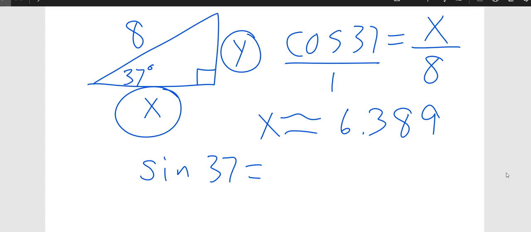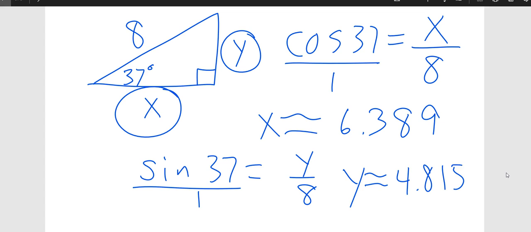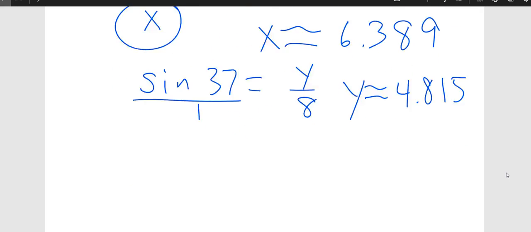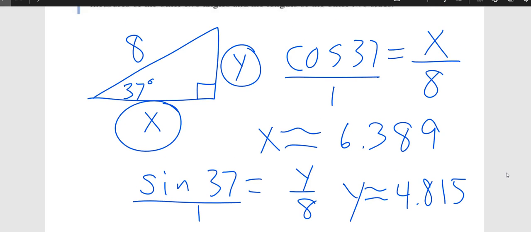So I would suggest you go back to your trig functions and pick another one, like sine 37 equals y over 8. Of course, you're cross-multiplying, same thing. 8 sine 37. And what do we get for y? 4.815. That's true. Make sure you're able to use your calculator to cross-multiply these problems. Any questions on that I should ask?